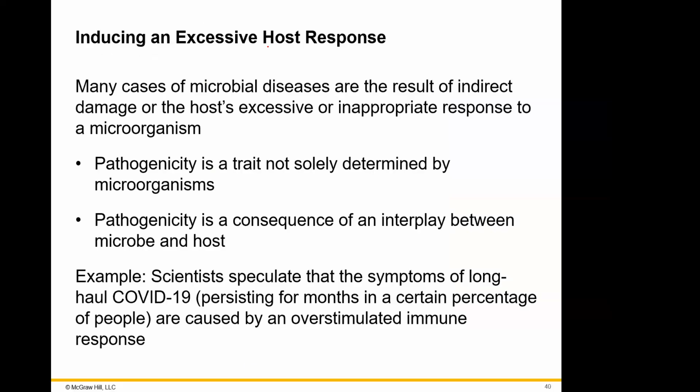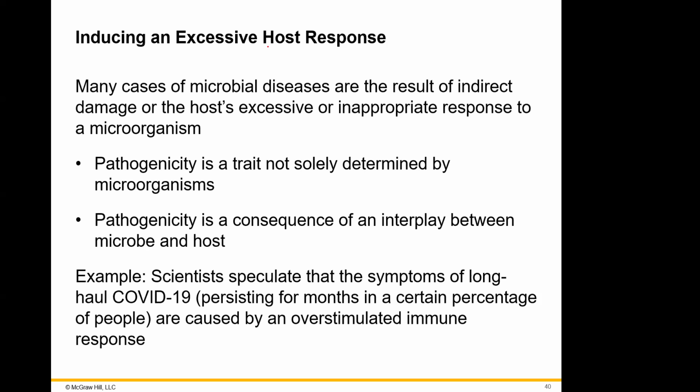All right, inducing the excessive host response. Now, this is that next part of it. Some diseases are going to be caused by the body reacting inappropriately to the thing, right? So that tells us pathogenicity, how bad the disease will end up being, is not only determined by the microorganism you're being infected with, but by the host's response to it as well. And in fact, most of your symptoms and signs are going to be associated with your immune system responding to the thing and not the thing causing those symptoms or signs, okay?